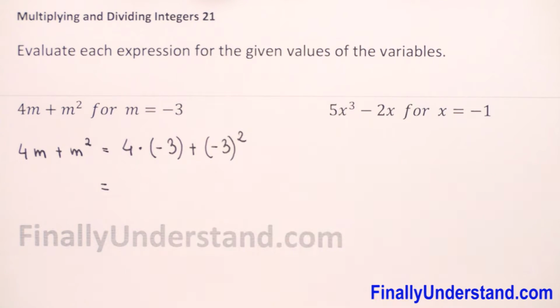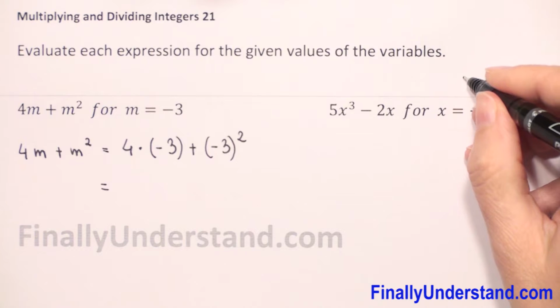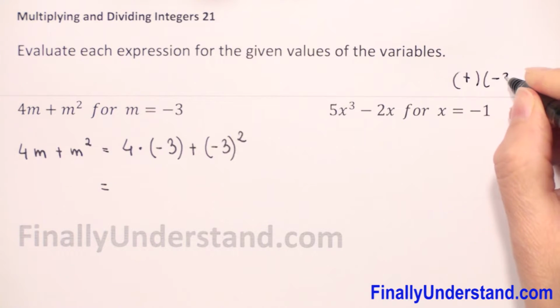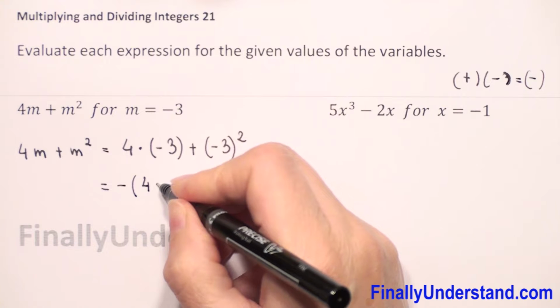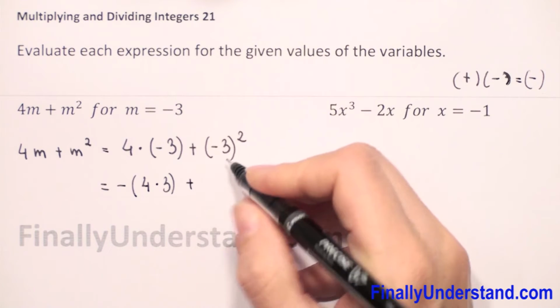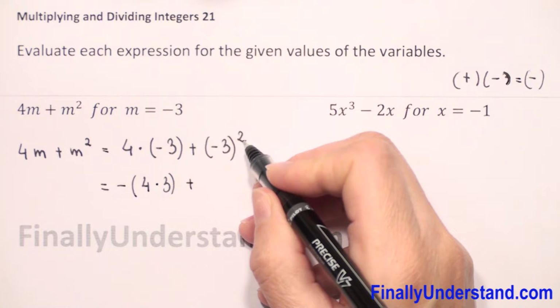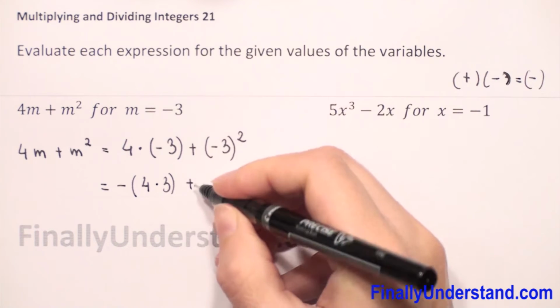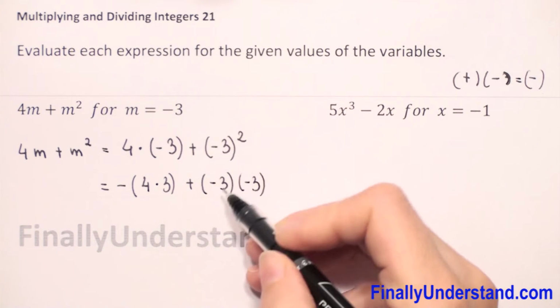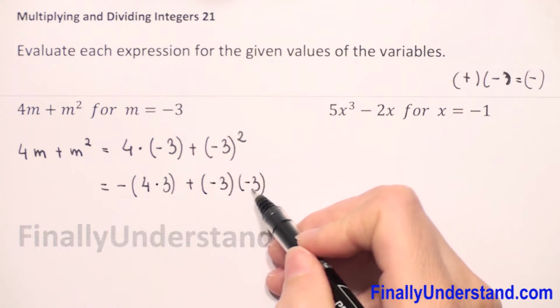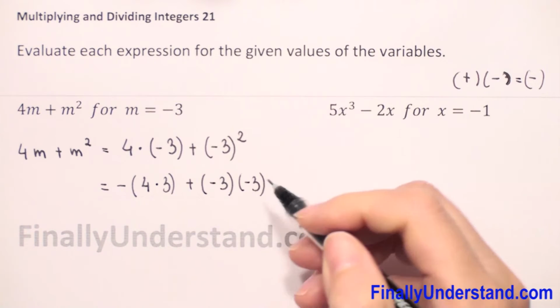So 4 times negative number, -3. Positive number times negative number gives me a negative number. Positive times negative or negative times positive always gives a negative number. So we have a negative sign and we have to multiply 4 times 3, plus, and now we have -3 to the second power. -3 to the second power means we have to multiply -3 times -3. We have to multiply -3 two times.